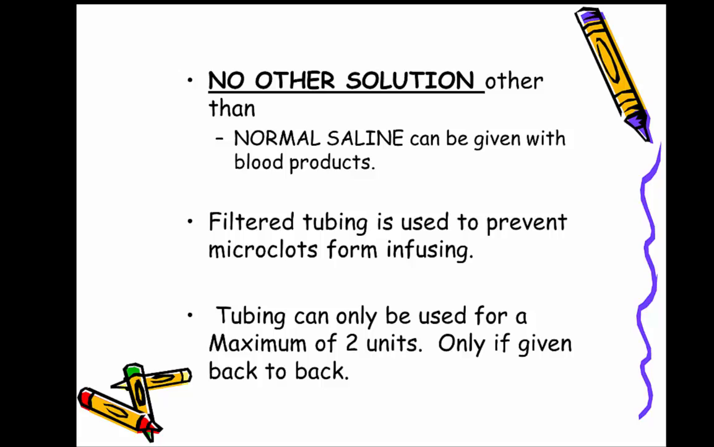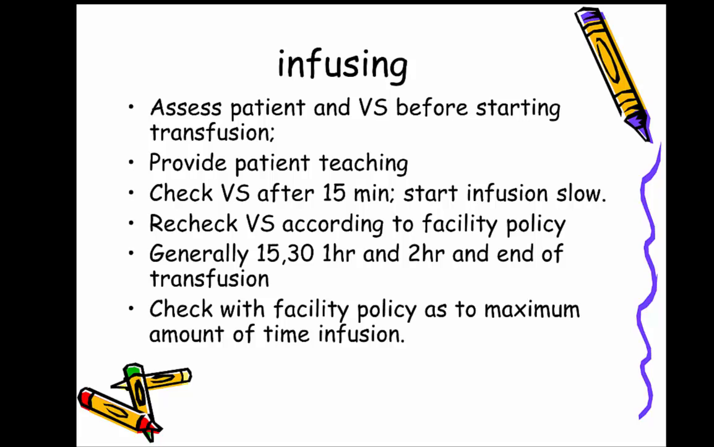Tubing can only be used for a maximum of 2 units, but only if those units are going to be given back to back. If there is going to be a time lag between those units of blood being given, then we will use a whole new set of blood tubing for the second unit and the subsequent ones. And, although I didn't put it on there, if we're going to give fresh frozen plasma and packed red blood cells, we are going to use tubing for each specific blood product as well.